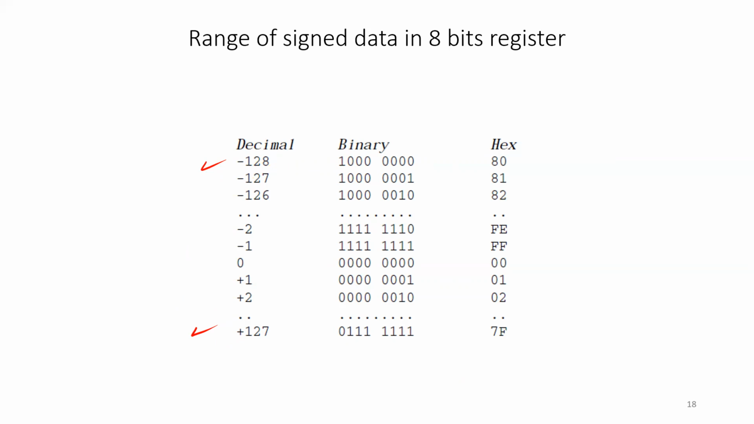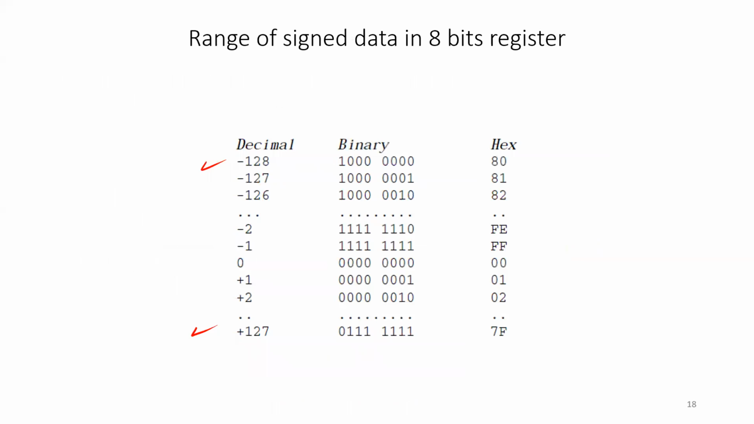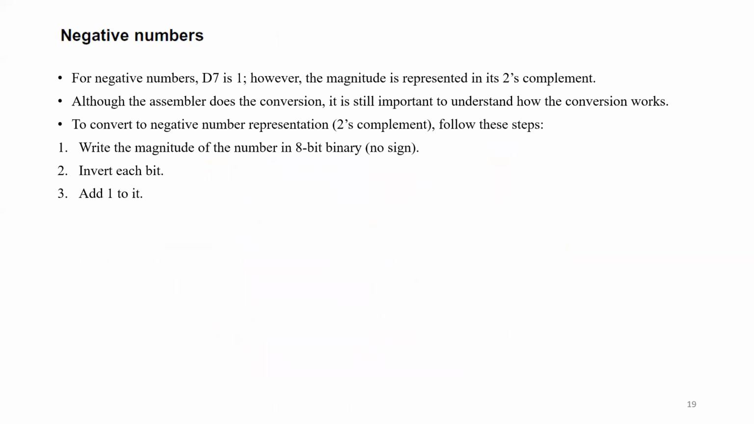Okay, so we have from minus 128 to 127. So let's correct this here. Okay, so this is here from minus 128 to plus 127. Okay, let's see how we can make a negative number.